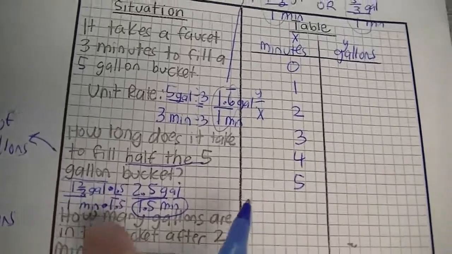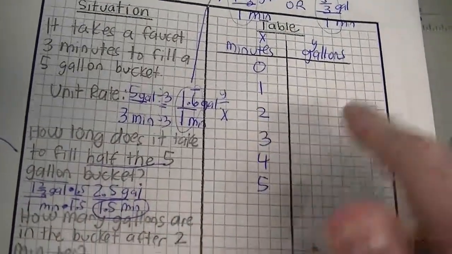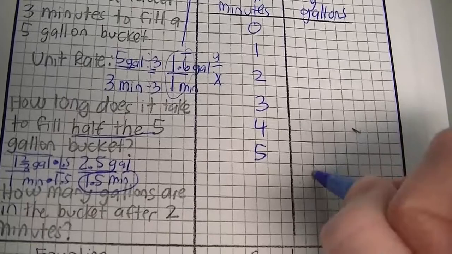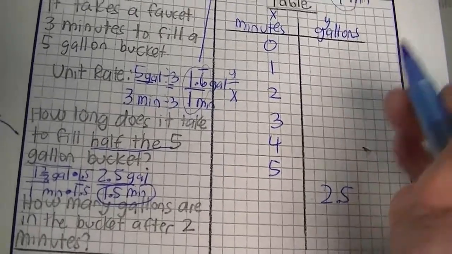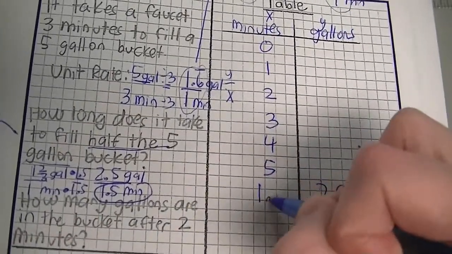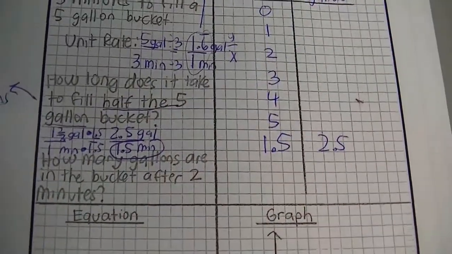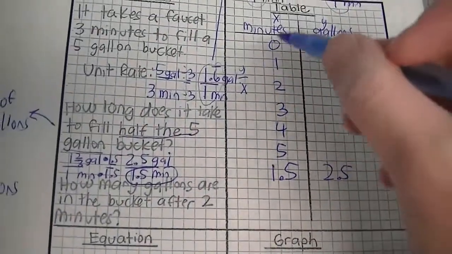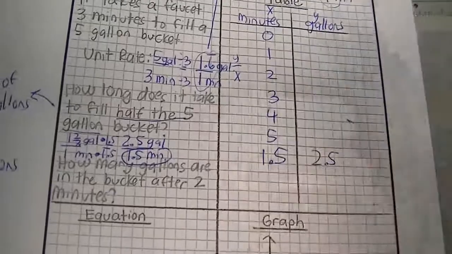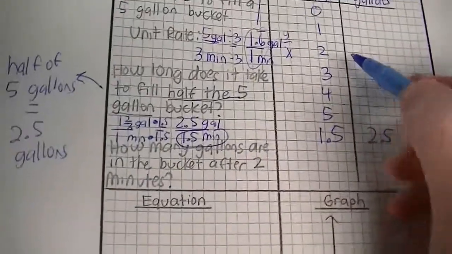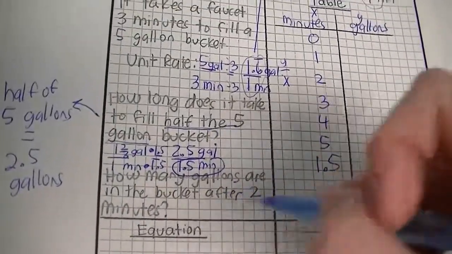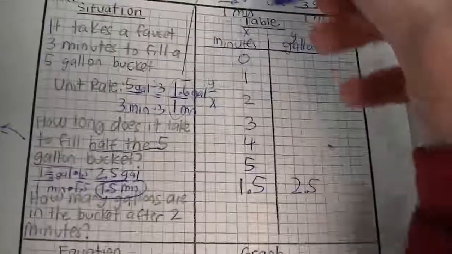And do I have 2 1/2 gallons? Oh, I don't. Let's go ahead, since I have room, you know I planned ahead. And that took how many minutes? 1 1/2. And then how many gallons are in the bucket after 2 minutes? Oh, I already have that. Oh, it's already there, so I can just look at that too. And I think I'm just going to do that because I don't really have room.